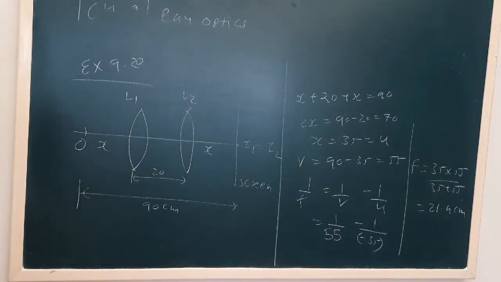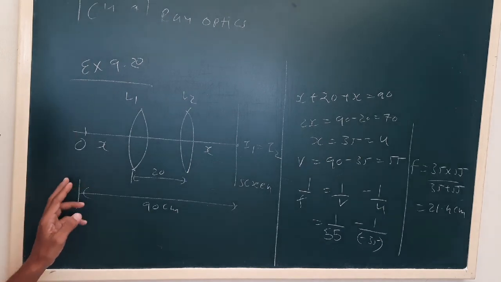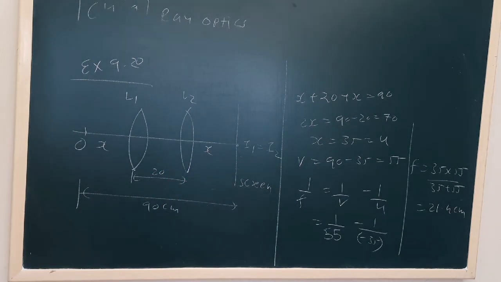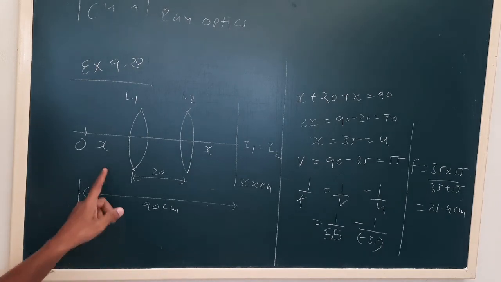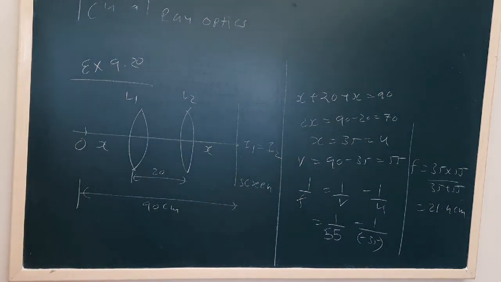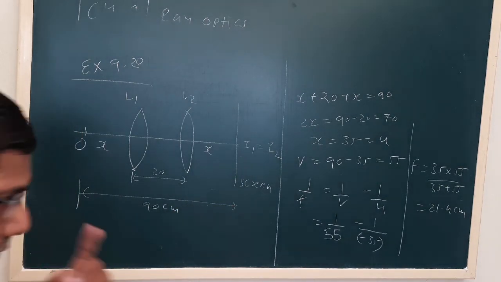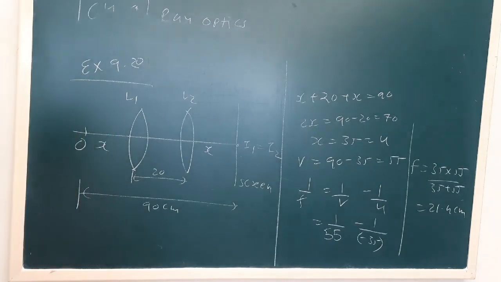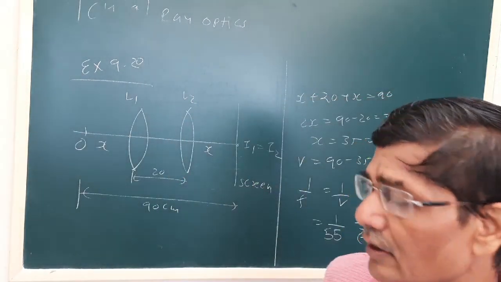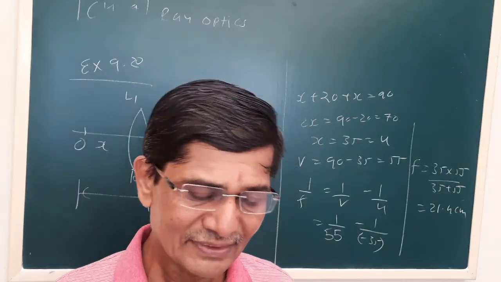Okay, so this is about exercise sum number 9.20. It says that the distance between the object and the screen is 90 centimeter. Now the lens is placed at two different positions such that the image is obtained at the same point. So in that case we have to calculate the focal length. Now this is how we have solved this question. Okay, so this is about exercise sum number 9.20. The series we will take next time.